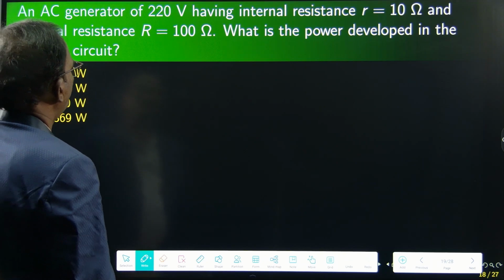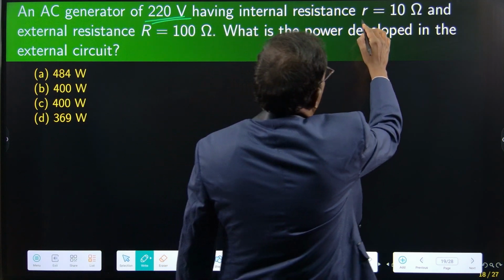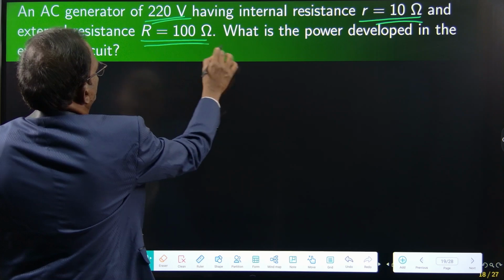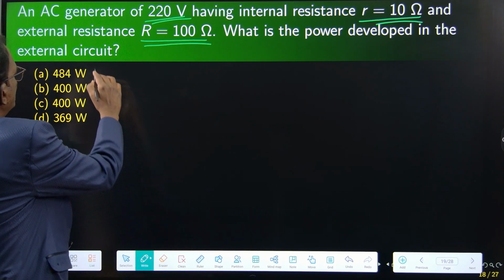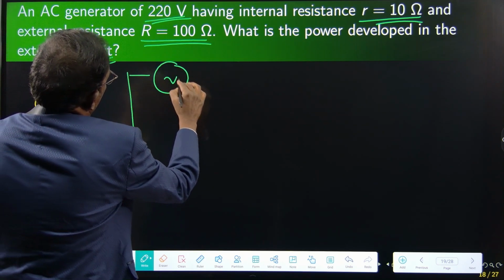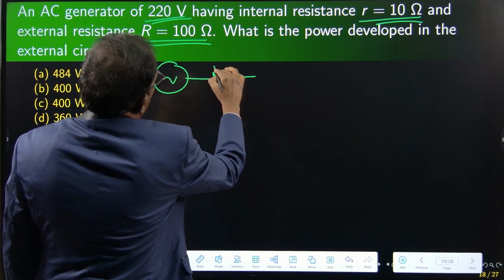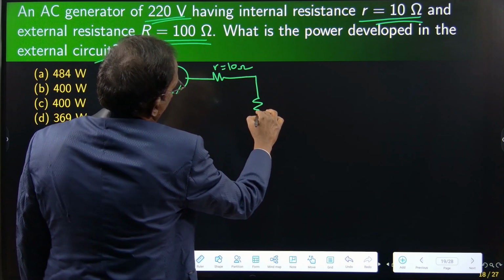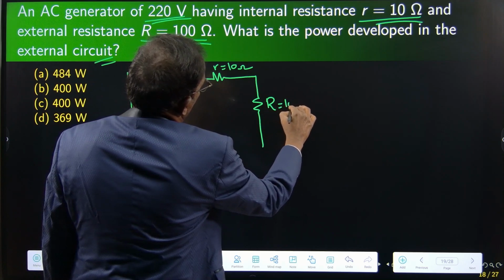An AC generator of 220 volts having internal resistance r equal to 10 ohms and external resistance R equal to 100 ohms. What is the power developed in the external circuit? This is the AC generator, internal resistance r is equal to 10 ohms and external resistance R is equal to 100 ohms.